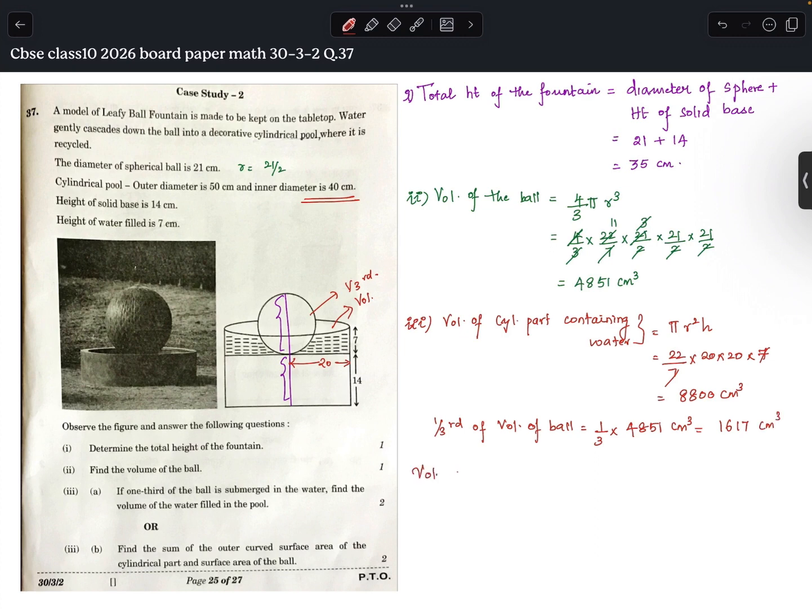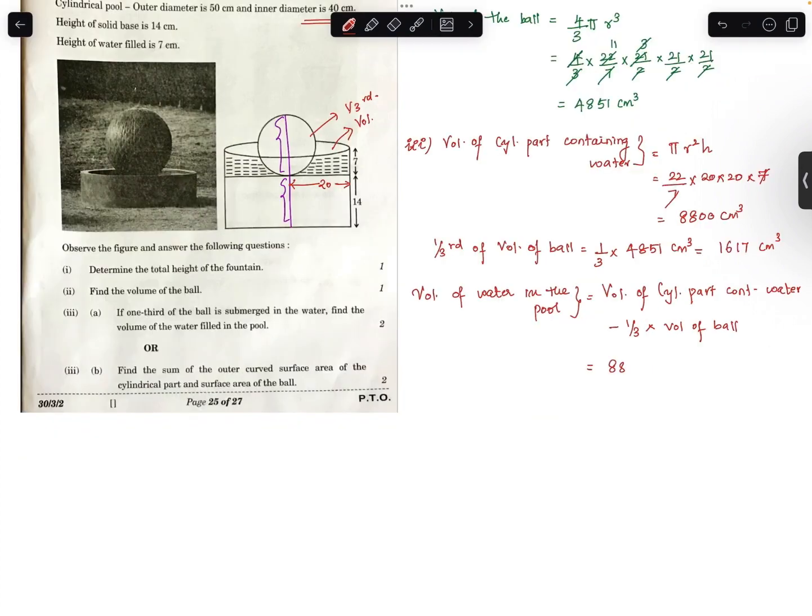The volume of water in the pool is volume of cylindrical part containing water minus one third of volume of the ball, which is 8800 minus 1617, which is equal to 7183 centimeter cube. B part of the third question.